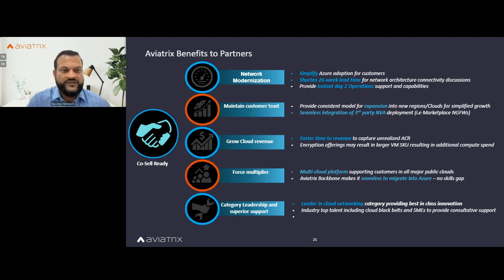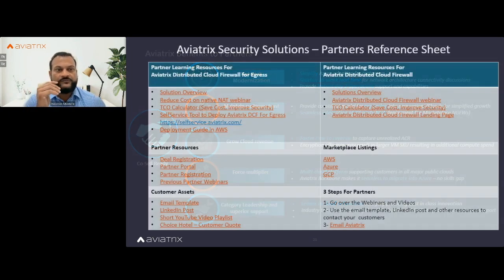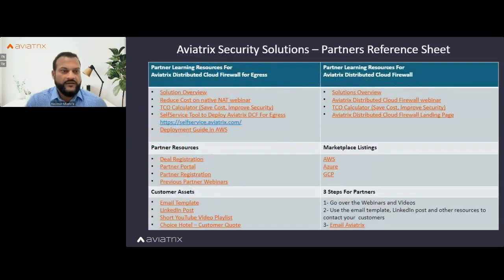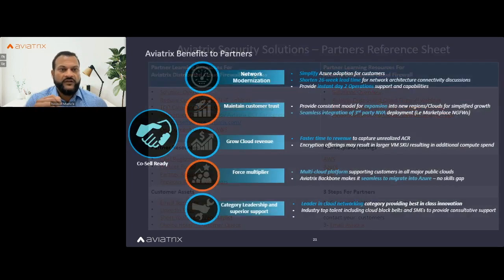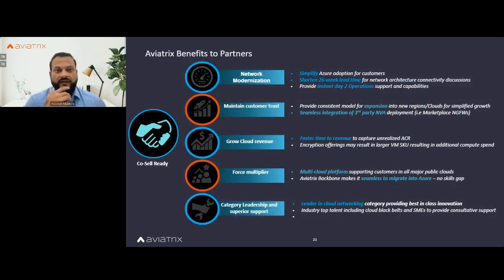So just a quick, generic list that I want to cover. We are co-sell ready. So if you want to do a CPPO through AWS or through Azure, we are able to do that. The key benefit for partners is network modernization. Maintain your customer trust by recommending modern cloud solutions. Obviously, grow your cloud revenue, because every time you recommend a customer, you basically get commissioned, or you can also make PS revenue, managed services revenue, managed operations revenue.